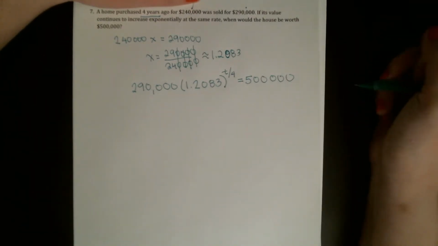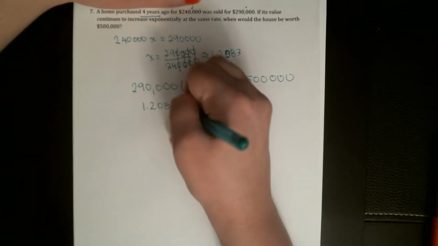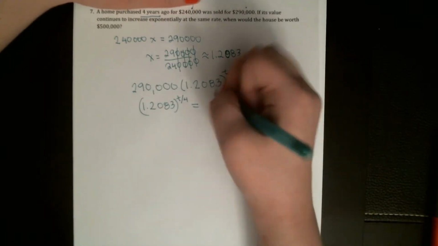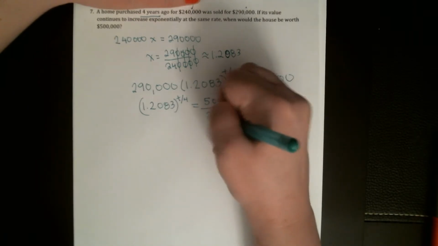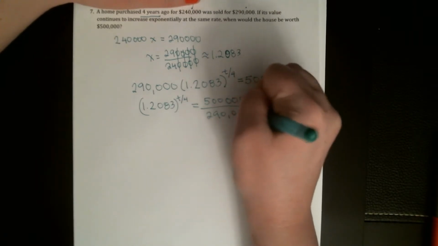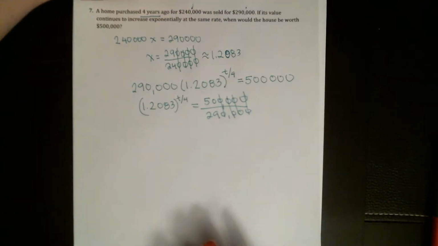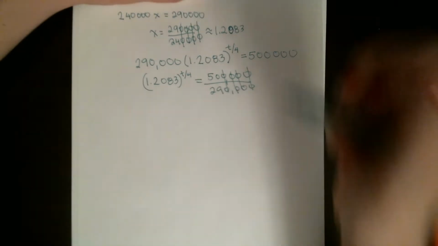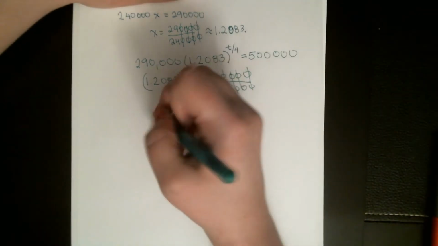Okay, so there's my setup. The solve is going to involve a division again. So 1.2083 to the t over 4 is equal to 500,000 over 290,000. Once again, just to save the writing, I'm going to cross out a bunch of zeros. I am not going to switch to decimals until the very end. I do have a little bit of rounding, and I don't want to work up more and more rounding.